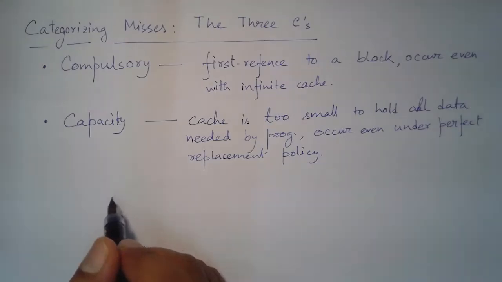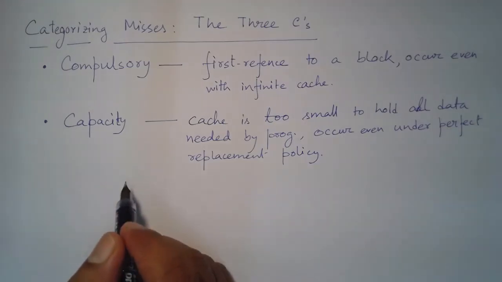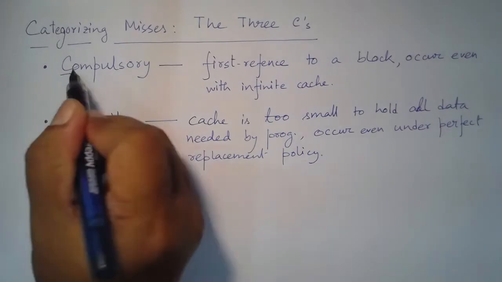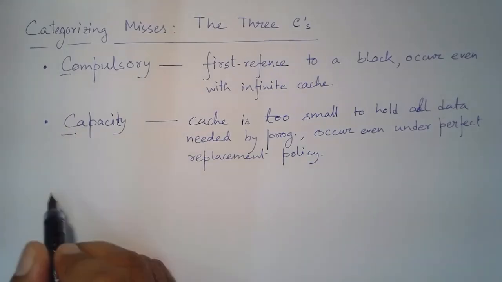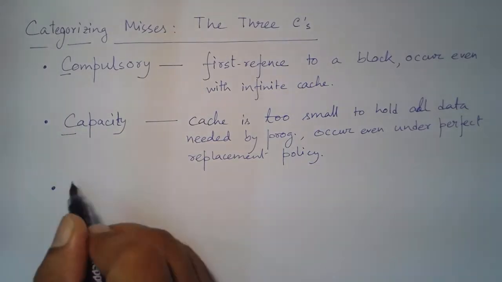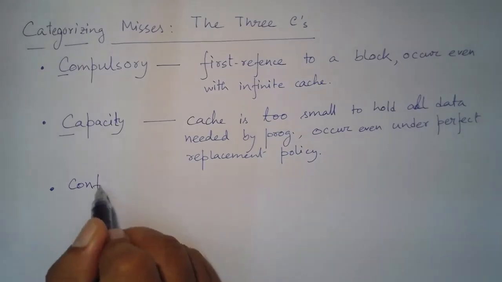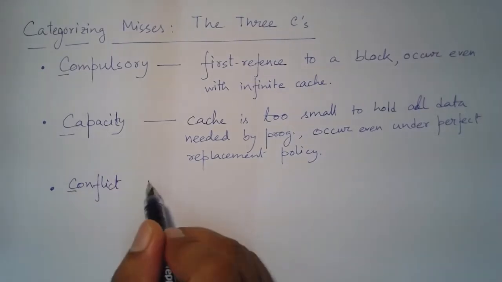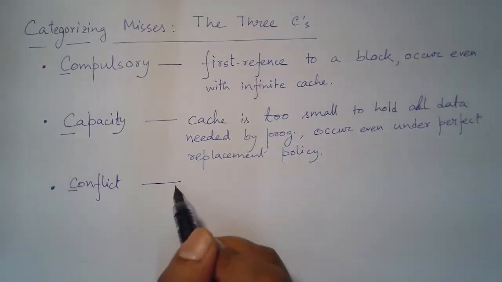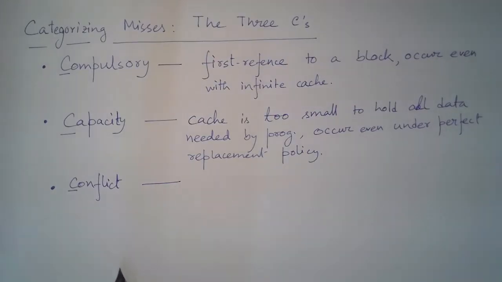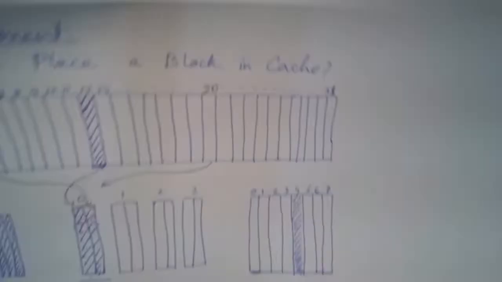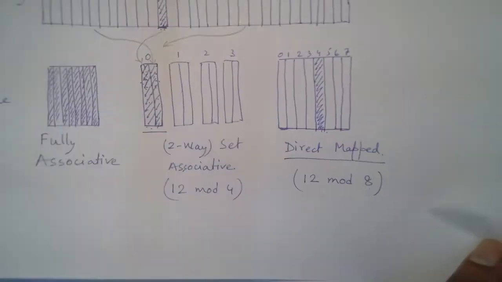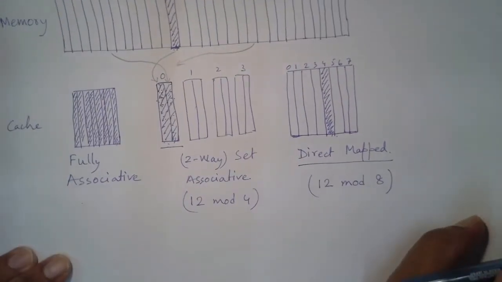Now, the last one is called conflict miss. So, these are the 3 C's: compulsory, capacity and conflict. Okay. So, again here as the name suggests, I can just show you this diagram. I think this will make it much easier. So, we are talking about conflict miss.